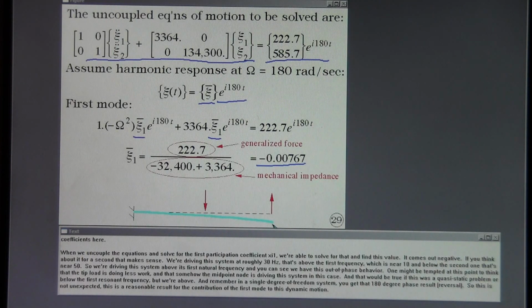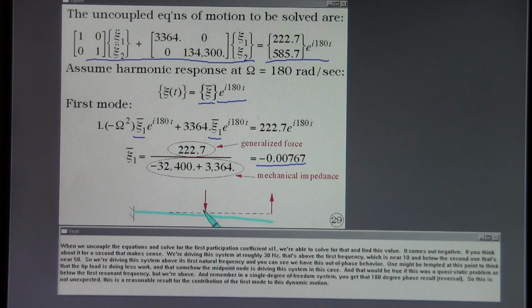One might be tempted at this point to think that the tip load is doing less work and that somehow the midpoint node is driving the system in this case. And that would be true if this was a quasi-static problem or below the first resonant frequency, but we're above. And remember, in a single degree of freedom system, you get that 180-degree phase reversal. So this is not unexpected. This is a reasonable result for the contribution of the first mode to this dynamic motion.